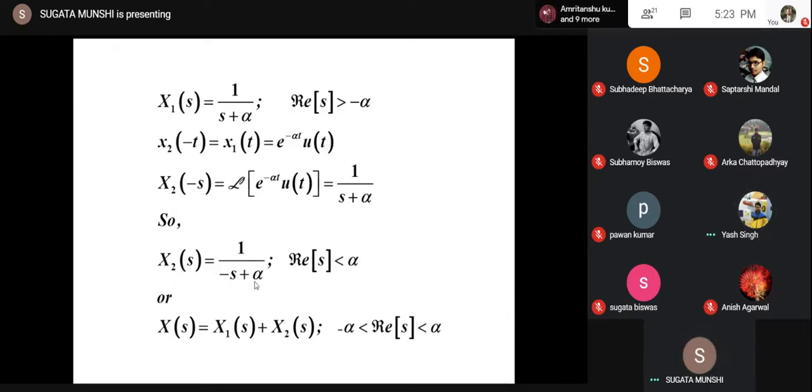Yes, sir. So xs is x1s plus x2s, and the region of convergence is sigma from minus alpha to plus alpha. So the region of convergence is a vertical strip extending from sigma equal to minus alpha to sigma equal to plus alpha.